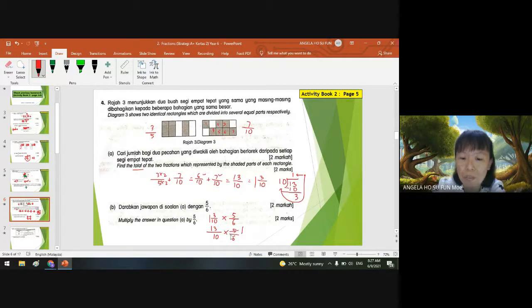5 times 1 is 5. 5 times 2 is 10. So nothing you can cancel. These 2 and 6 you cannot cancel. Why? Because both of them are denominators. So you cannot cancel this 2 and 6. All you need to do, you multiply back. So this is 13 times 1, you get 13 over 2 times 6, denominator times denominator, numerator times numerator. So 2 times 6, you get 12.